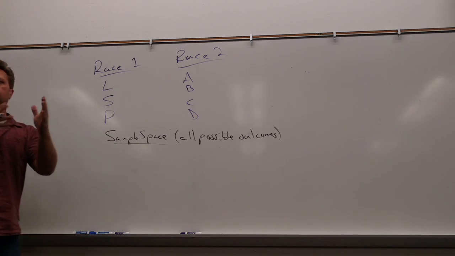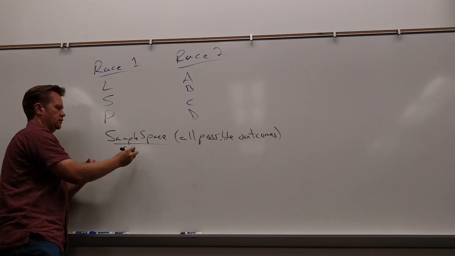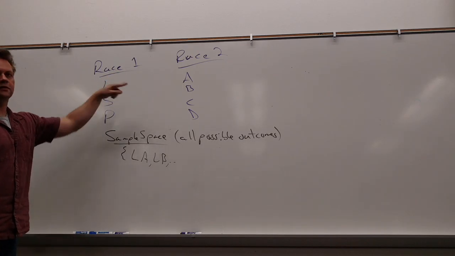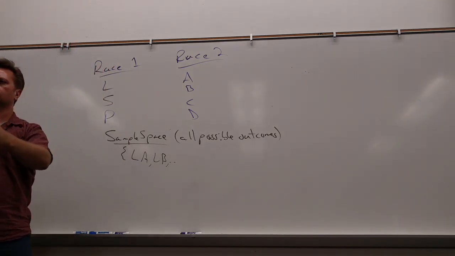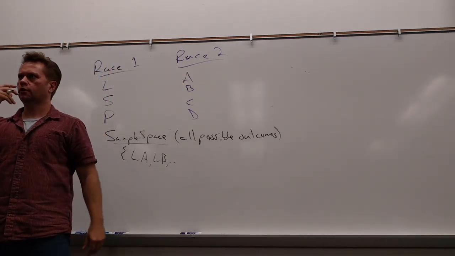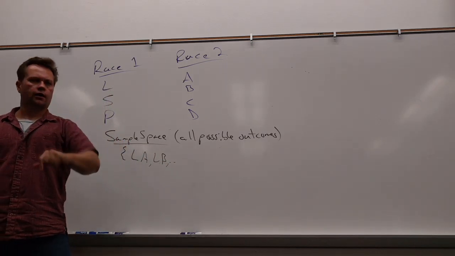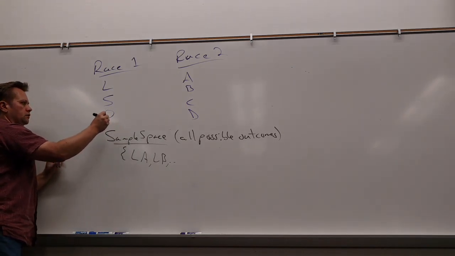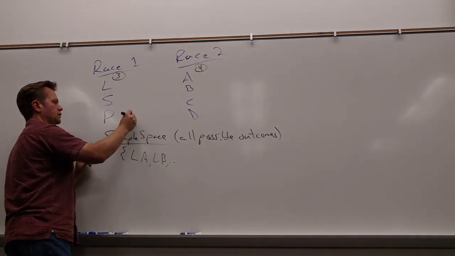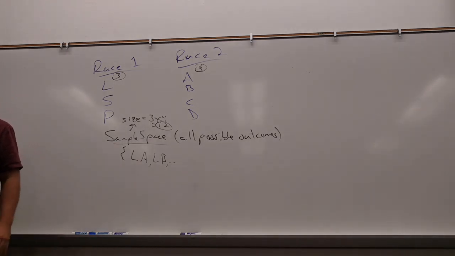So if I wanted to create this sample space, there's a very organized way to do this, but just to get it started, I could say LA, LB, and just start listing all the possibilities. So this is all the possible combinations of winning horses. Horse L could win, and then horse A could win, or horse B could win, and so forth. If I want to know how large this is going to be before I even create it, I just say there's three options here, four options there. So the size of this is going to be 3 times 4, 12.